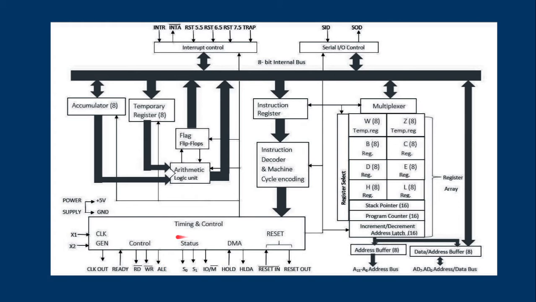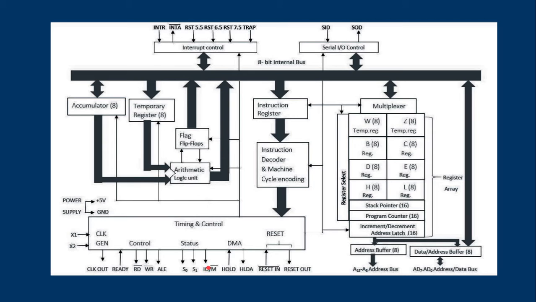And then we have two status signals, S0 and S1, to know the status of the system. And then we have IO and memory. This is the IO or memory signal. That means the data can be written or read from IO or memory. That means the data can be stored in the memory area or it is in the IO device.